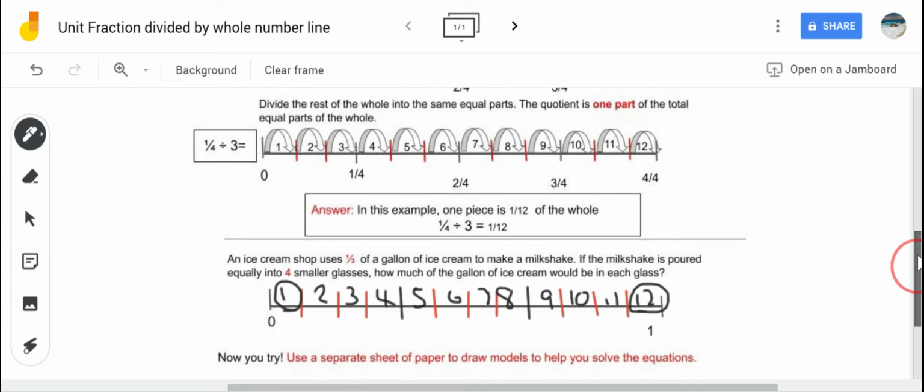Now you are going to try this on your own using a separate sheet of paper. Go back to the learning plan and click on the worksheet. Good luck.